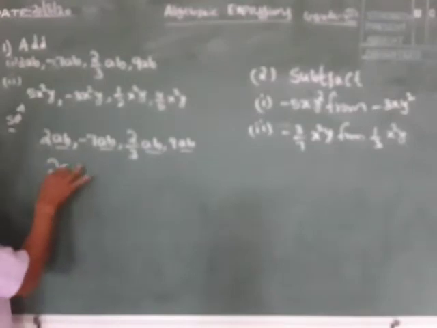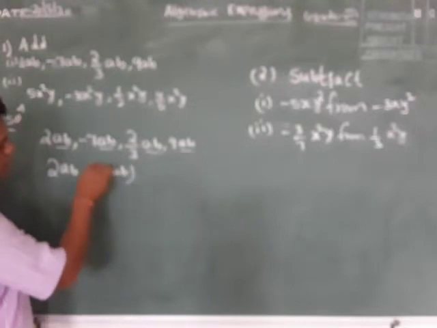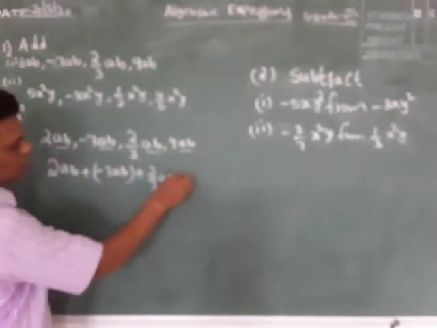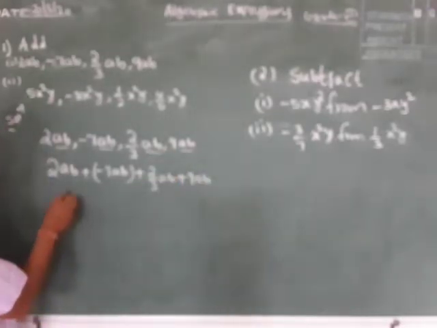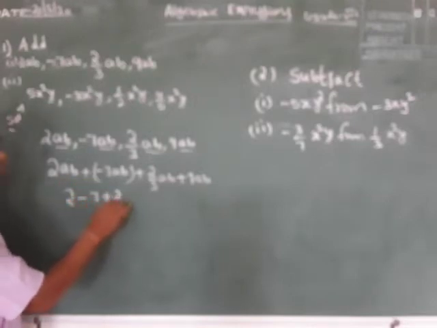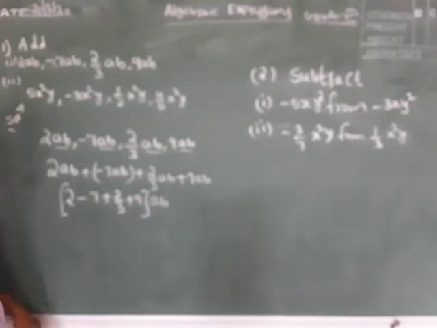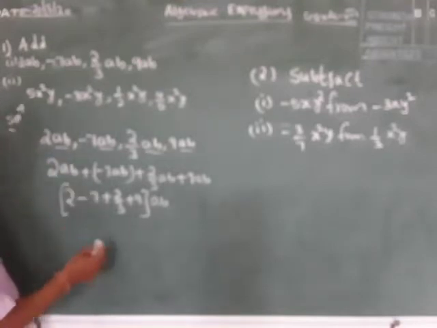So 2ab plus minus 7ab plus 2 upon 3ab plus 9ab. So I am taking 2 minus 7 plus 2 upon 3 plus 9 into ab, I took ab common. Now see, here we can write.